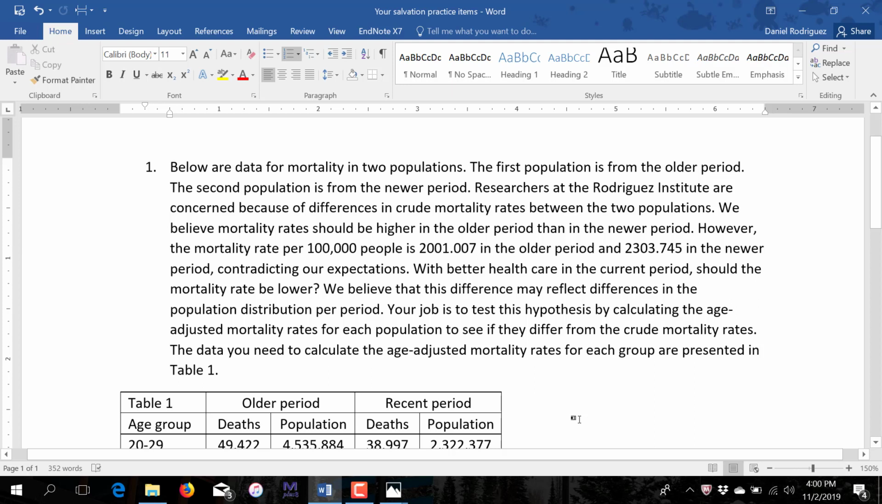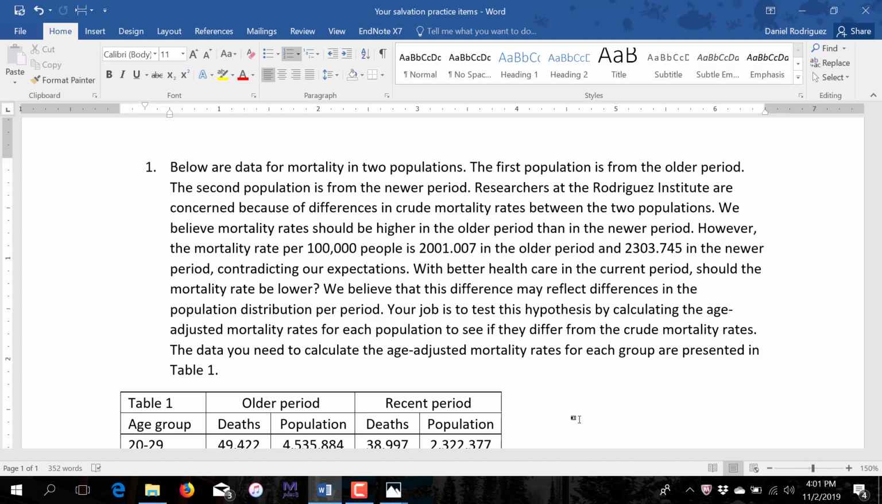Below are data for mortality in two populations. The first population is from the older period. The second population is from the newer period. Researchers at the Rodriguez Institute are concerned because of differences in crude mortality rates between the two populations. We believe mortality rates should be higher in the older period than in the newer period. However, the mortality rate per 100,000 people is 2,001.007 in the older period and 2,303.745 in the newer period, contradicting our expectations.